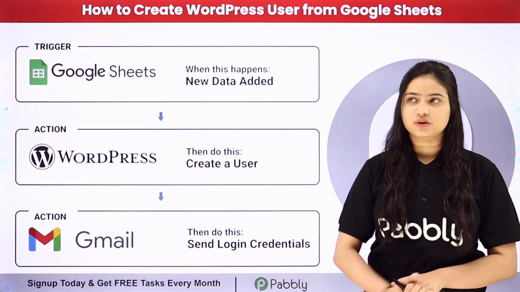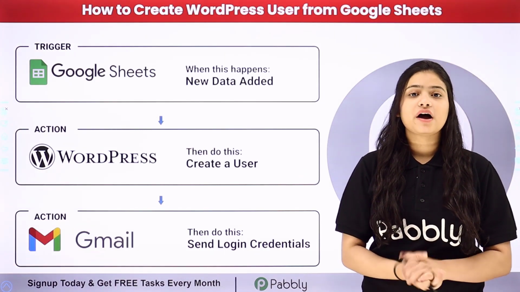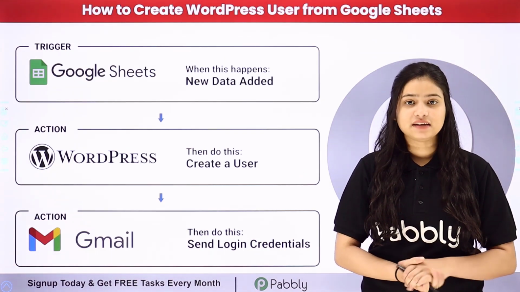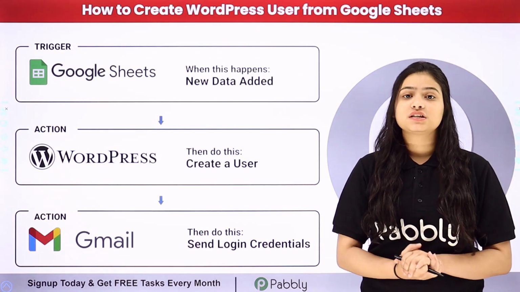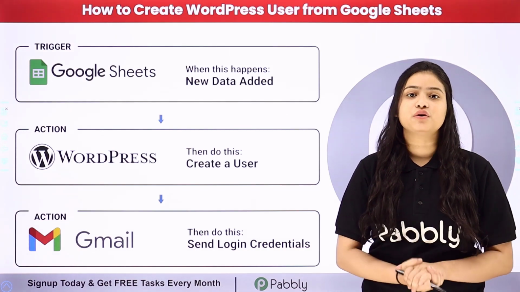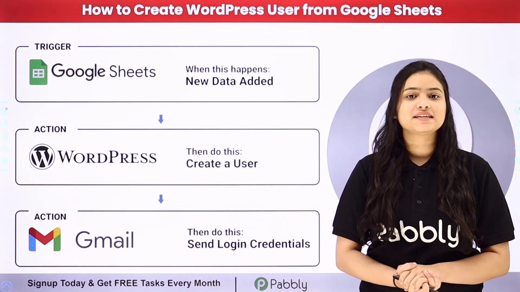In this video, we are going to learn how to create WordPress users from Google Sheets. So I want to hire some employees to handle my WordPress site. Therefore, I have added all the details of the employees in my Google Sheets. And now my objective is that I want to add them as users in WordPress and I want to send them the login credentials through email. So how are we going to automate this entire process?